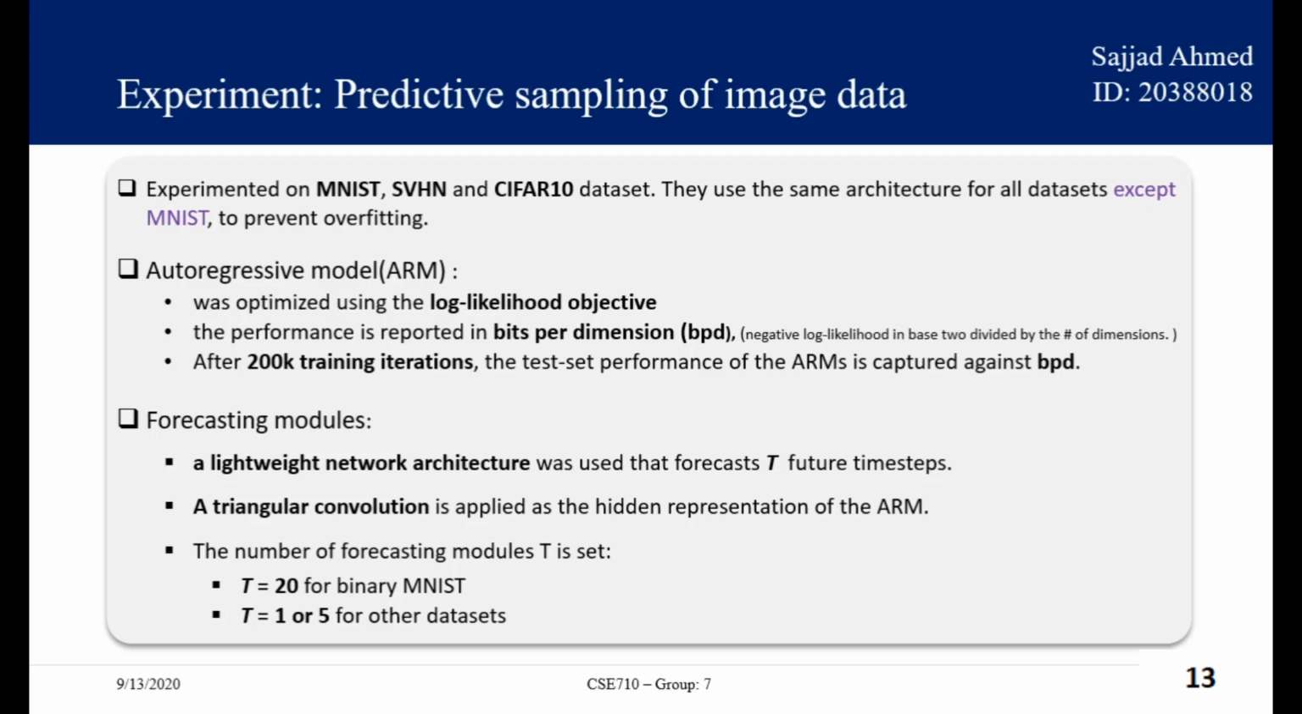In terms of the forecasting modules, a lightweight network architecture was used to forecast T future timestamps. A triangular convolution is applied on the hidden representation of the ARM. Depending on the dataset, the T value was set for the forecasting modules.